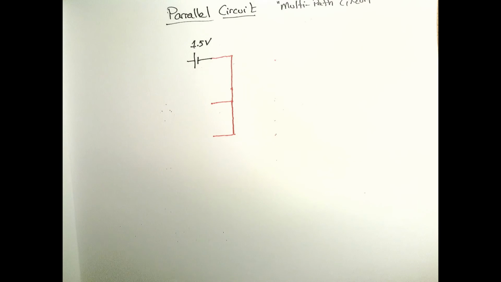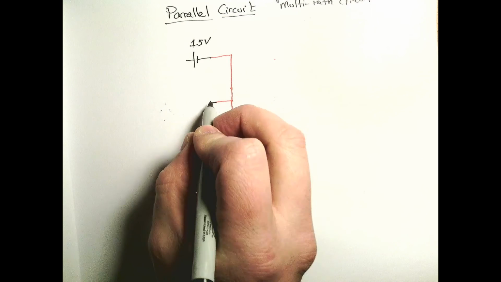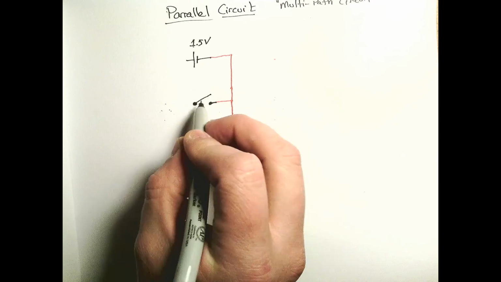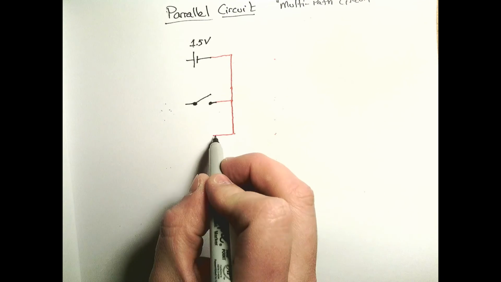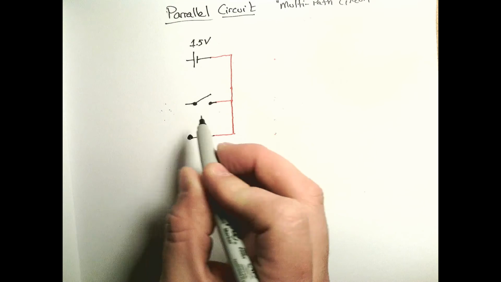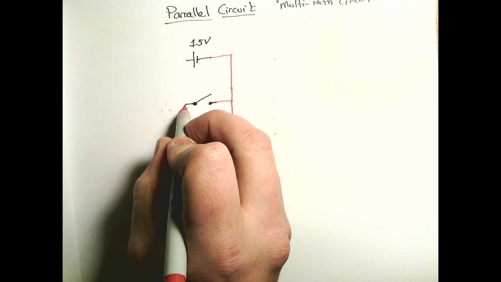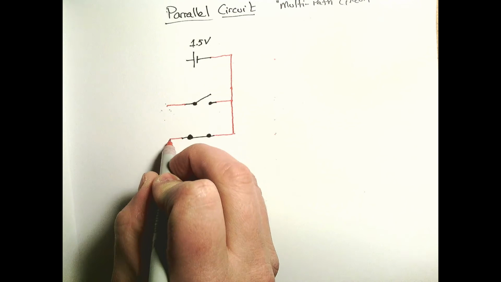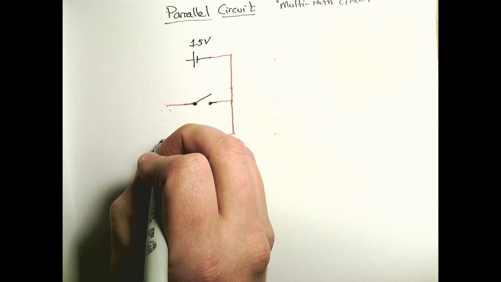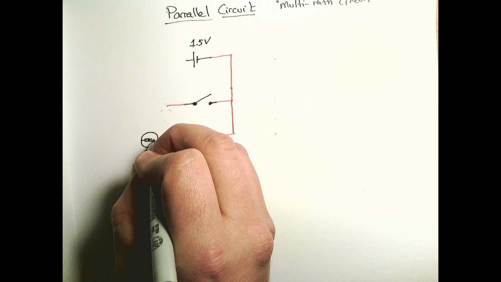Okay? Now, on these little branches, I'm going to put one open switch, and down here I'm going to put a closed switch. I'm going to continue the circuit over a little bit, and then I'm going to draw a lamp.